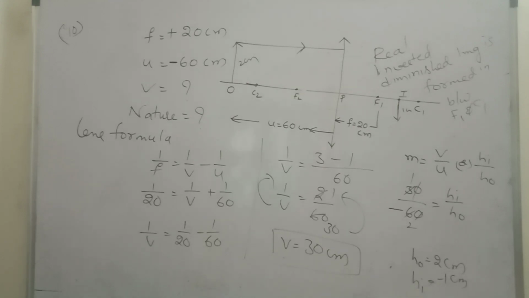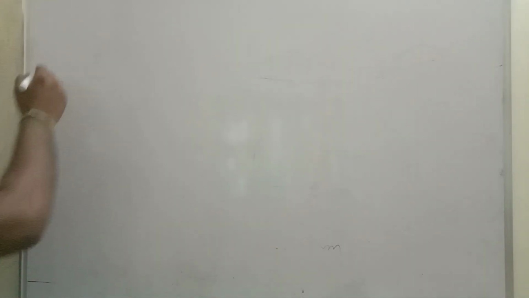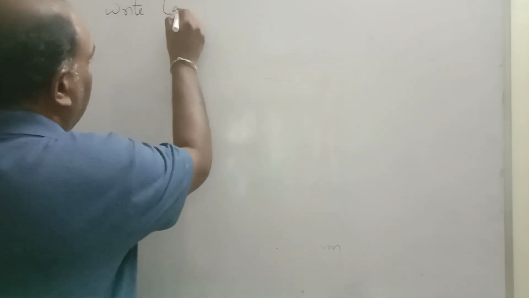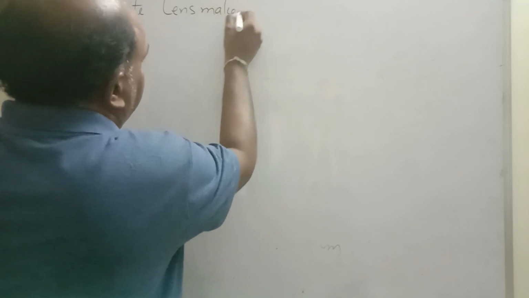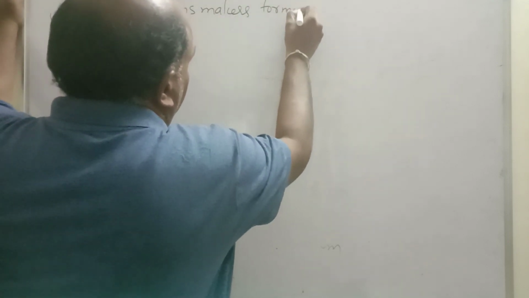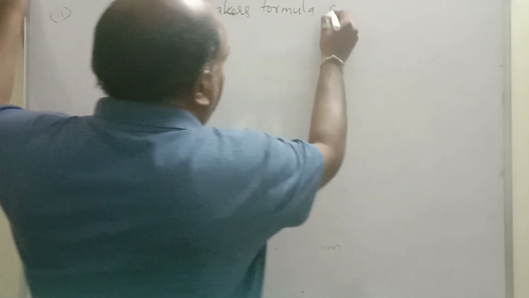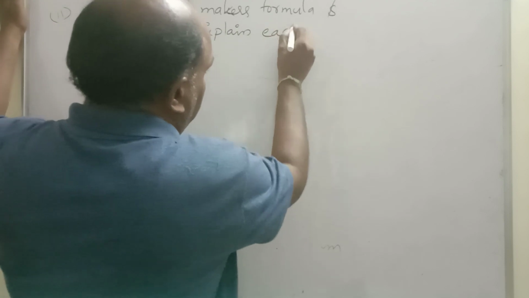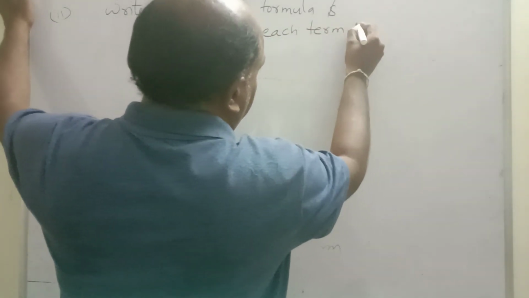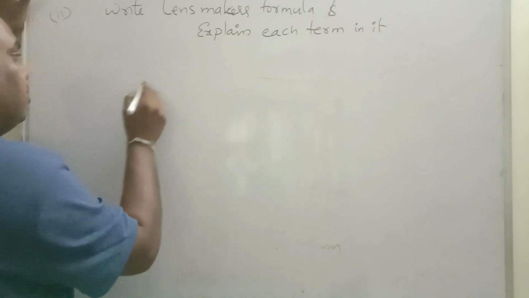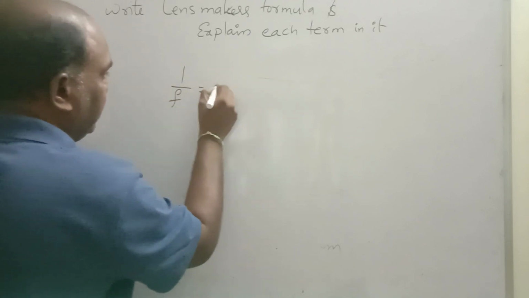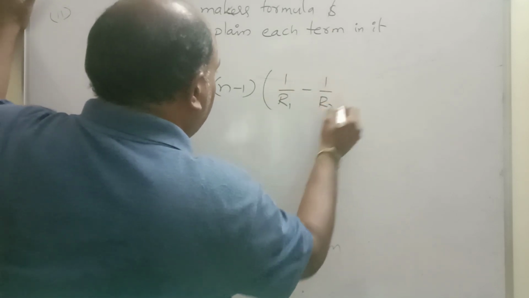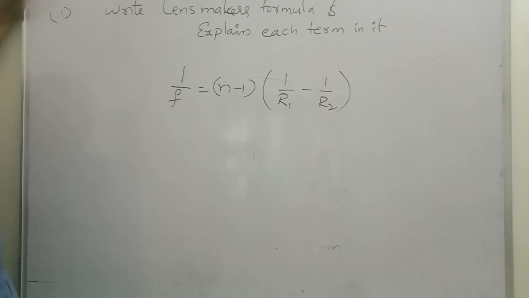Copy it. 11th question, see children. Write the lens maker's formula and explain each term in it. See, what is the lens maker's formula? 1 by f is equal to n minus 1 into 1 by r1 minus 1 by r2. This is the lens maker's formula.